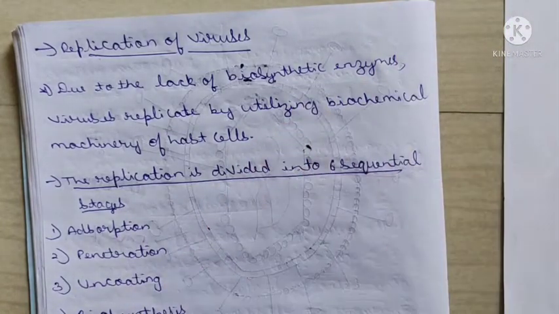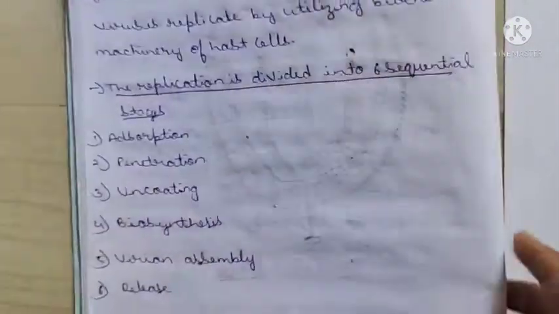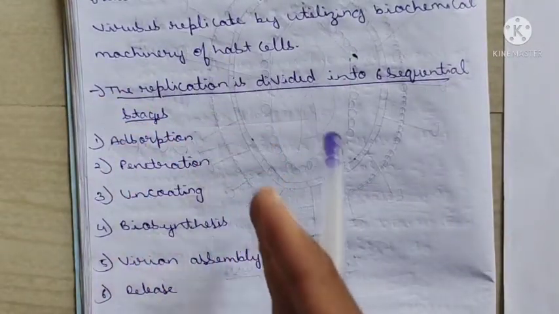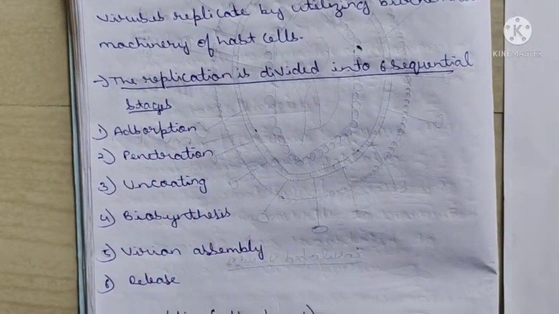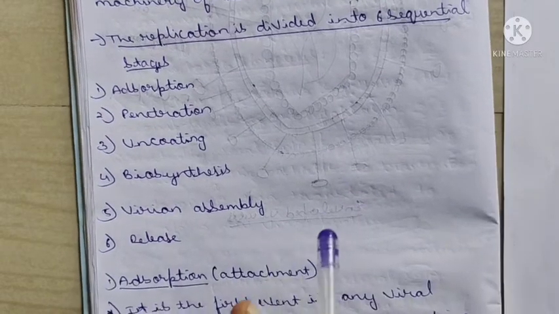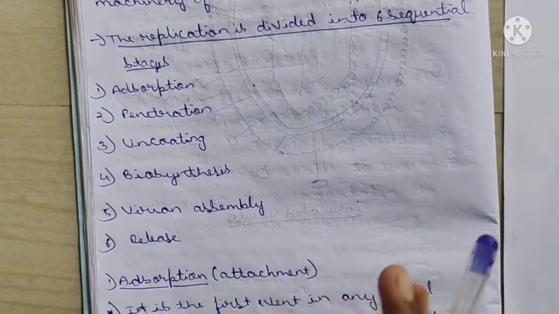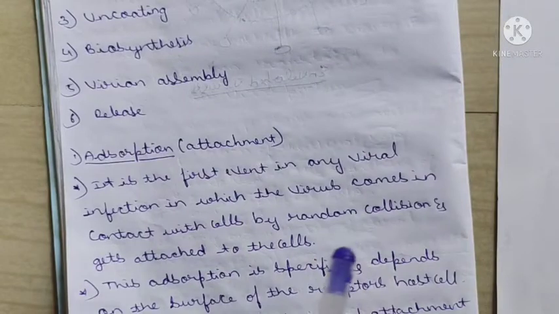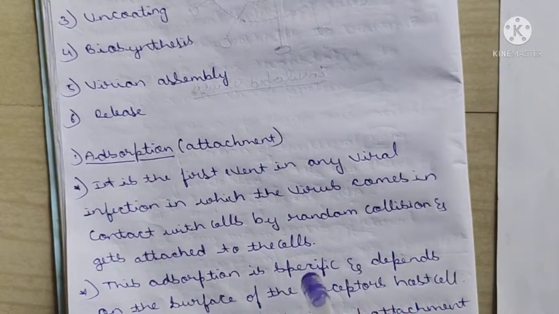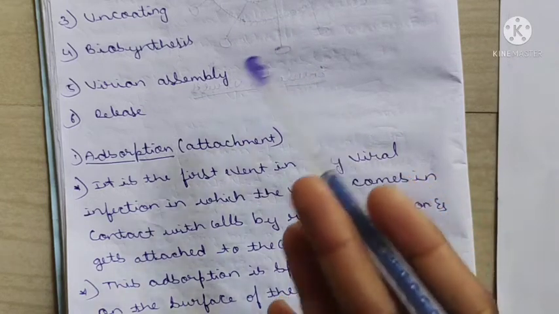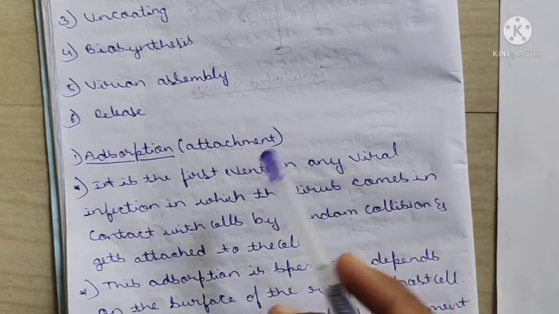Okay, then the replication is divided into 6 sequential stages: adsorption, penetration, uncoating, biosynthesis, virion assembly, release. One by one we will discuss in detail. Very important question, so don't miss this video. Share this video with your friends, and the link of the notes is available in the description. You can go and check it out and write those notes.